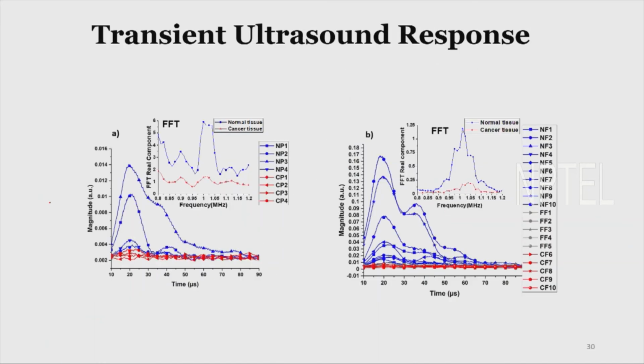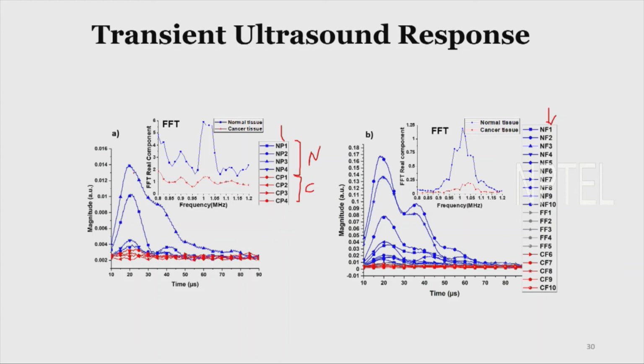So this is how the transient ultrasound response looks. Here you can see in the case of normal, the blue curves are for the normal and the red ones are for cancer, and P actually signifies the paraffin embedded tissue sample. There are different ways to store the tissue, either paraffin embedded, which needs to be deparaffinized, and second is the F, which stands for formalin fixed tissues.